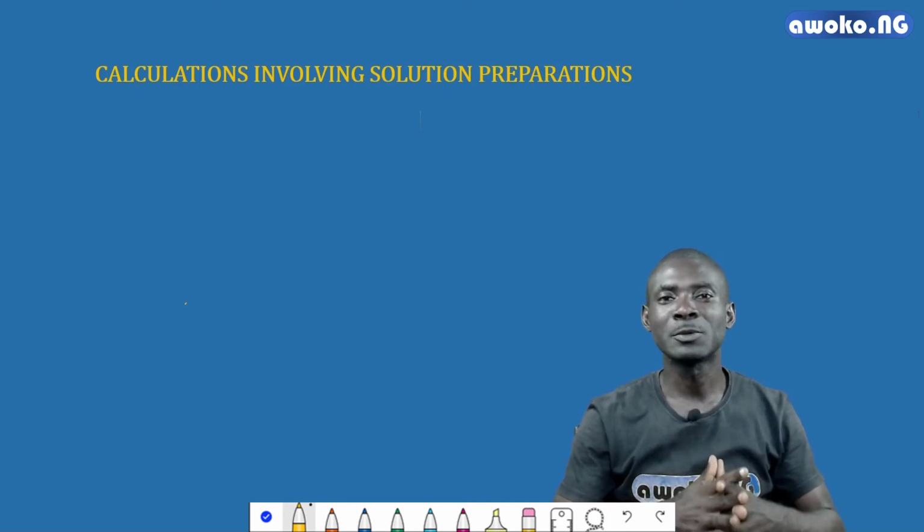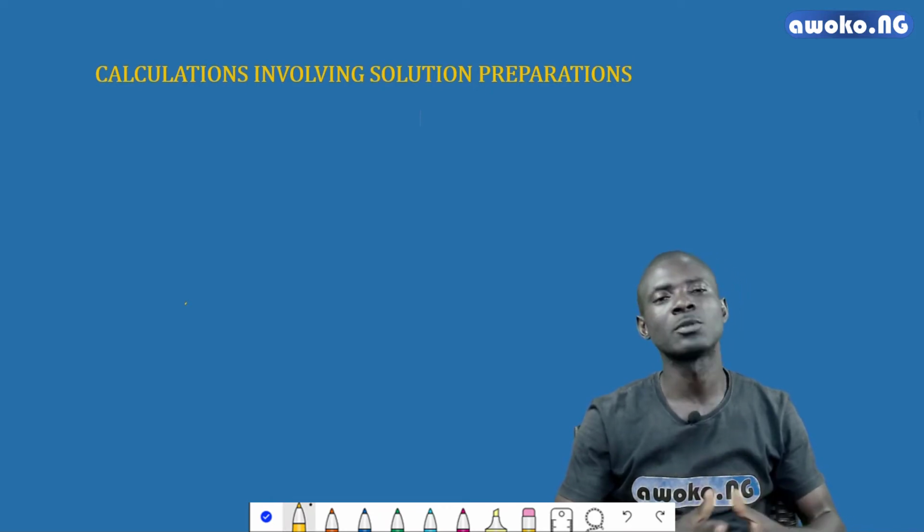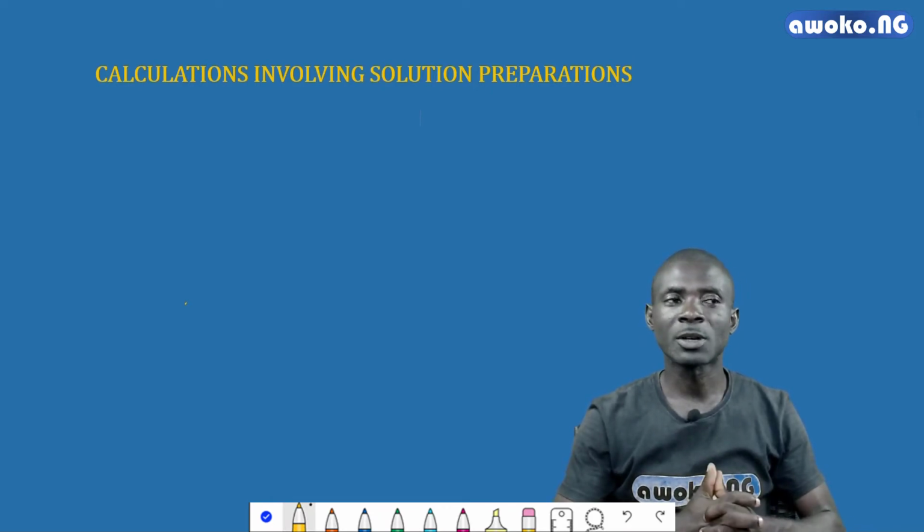Okay, it's nice to be with you today, where we are going to be looking at calculations involving preparation of solutions. When we say a solution, what are we talking about? We are simply talking about a solute dissolved in a solvent. So if I have a solute dissolved in a particular solvent, what I get as a result is a solution.